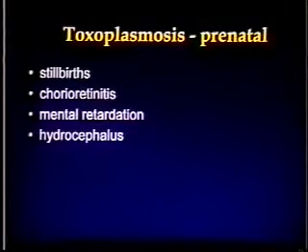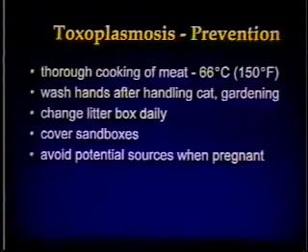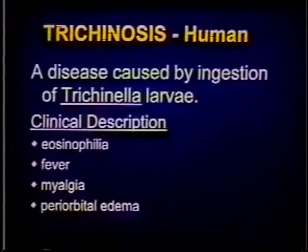The prenatal infections in humans may result in stillbirths, in retinitis, hydrocephalus, and is a very serious disease in those humans. Prevention then would be the proper handling of the meat, cooking, and again, particularly aimed toward the litter box or the way that one associates with possible infected cats.